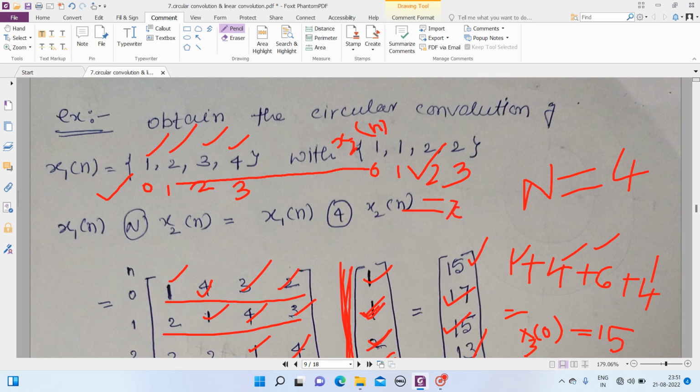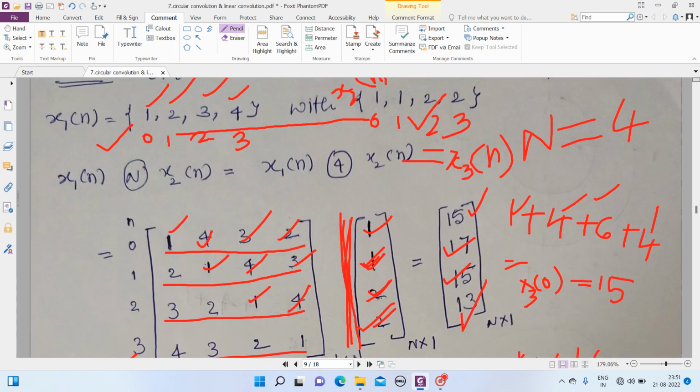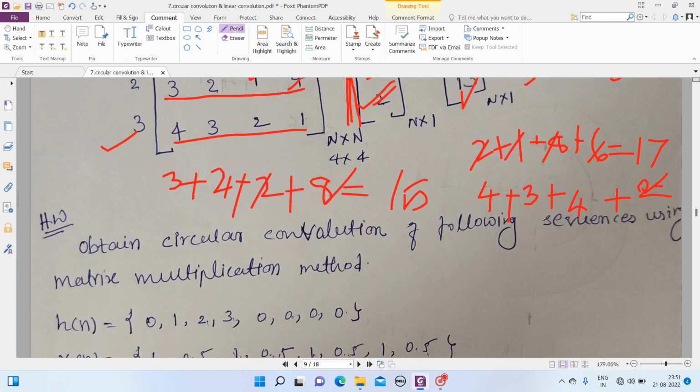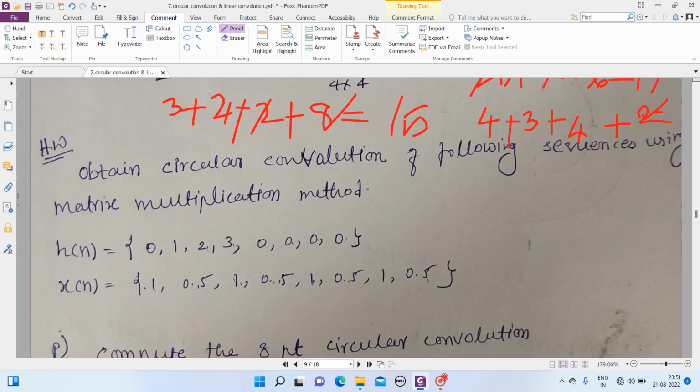So usually you will get this question for 5 marks. Sometimes they will ask for 8 marks also. Do this at your home. Obtain the circular convolution of the following sequences using the matrix multiplication method. They will ask directly to use the matrix multiplication method.